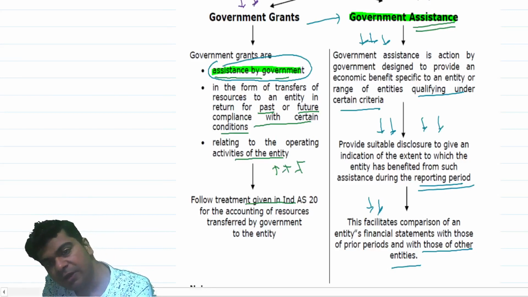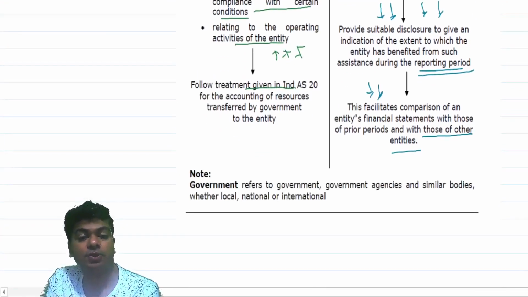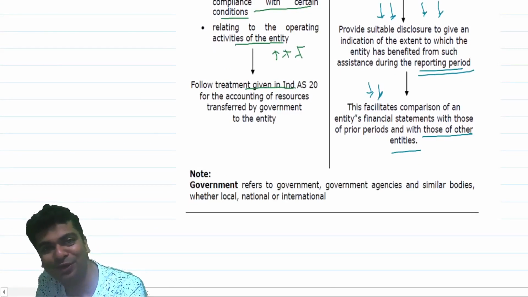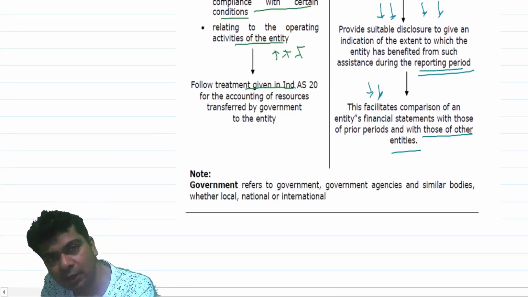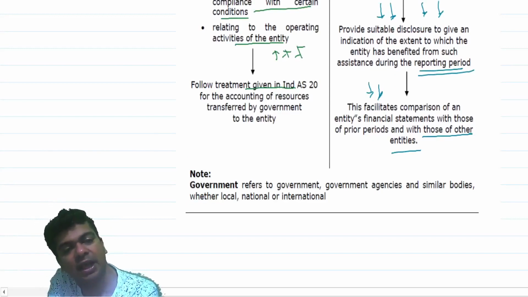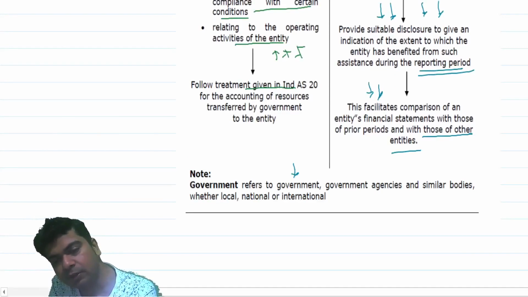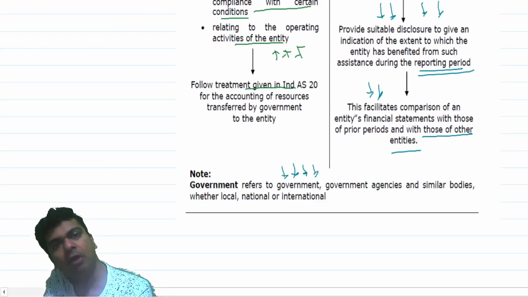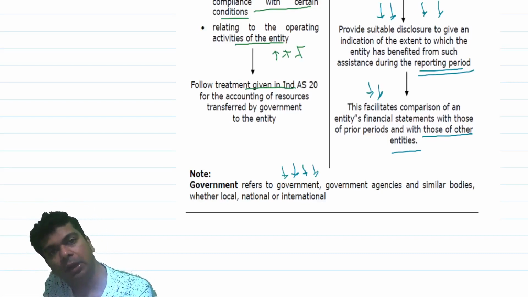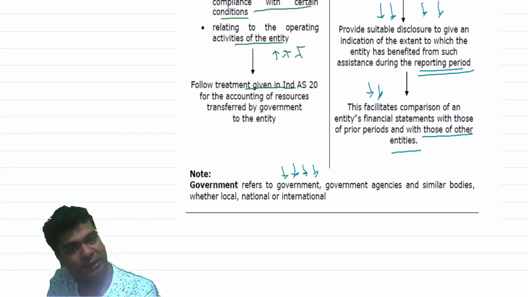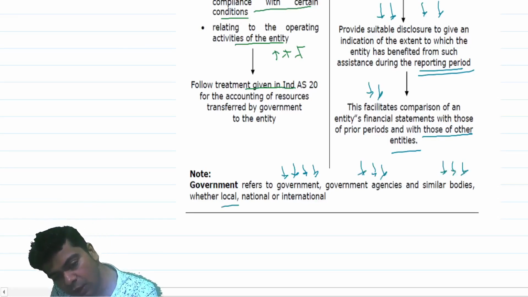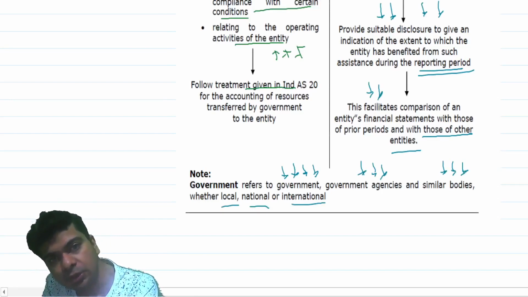Okay, we are saying government grants, government assistance. We continuously use the word government. The question that arises is, what exactly is a government? What do you mean by government? Look at the definition. Government refers to government, what we normally understand as government. It also includes government agencies. It also includes similar bodies, whether local, national, or international.